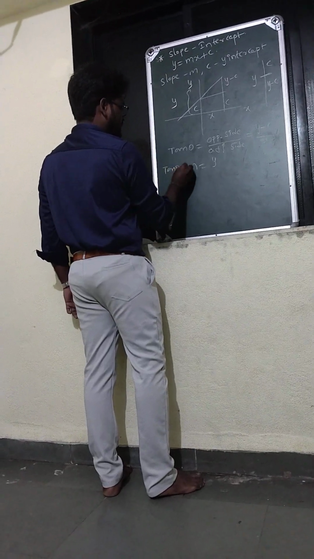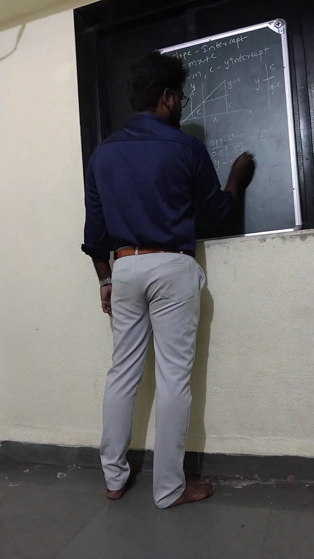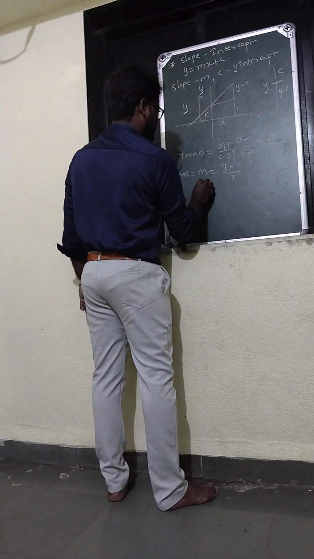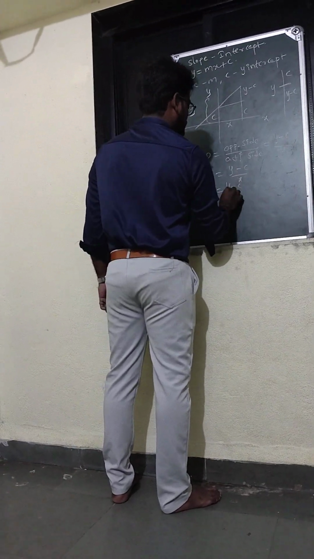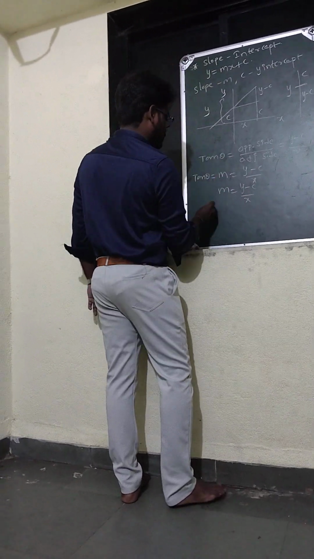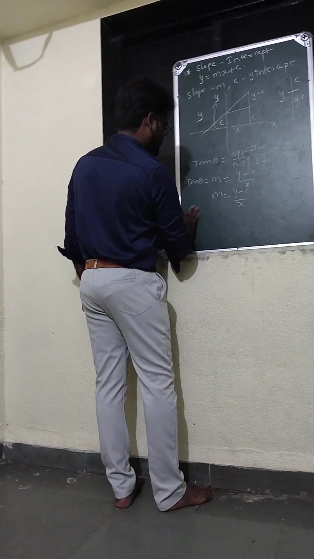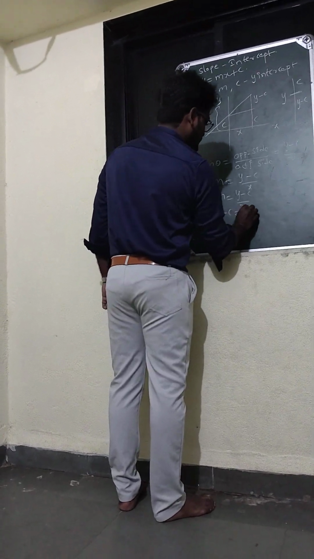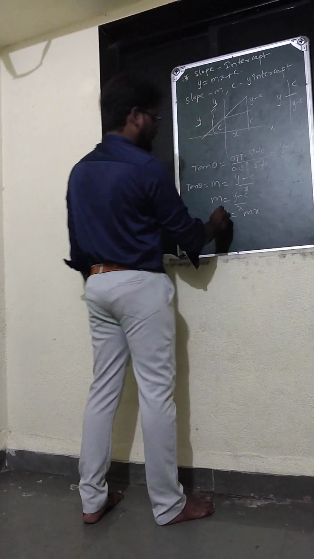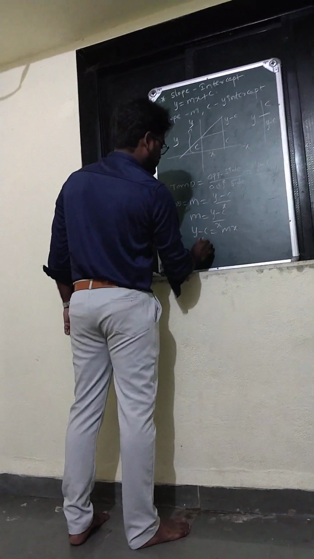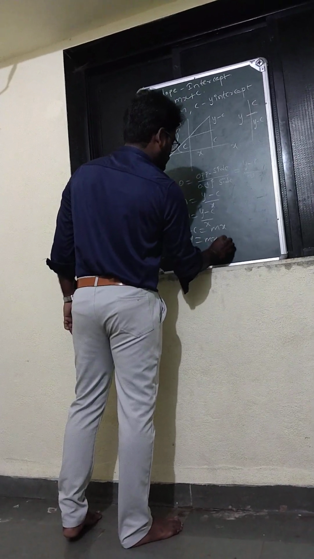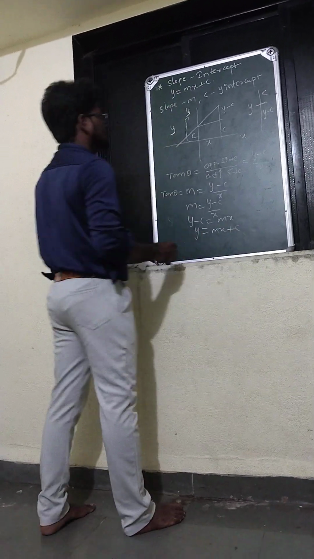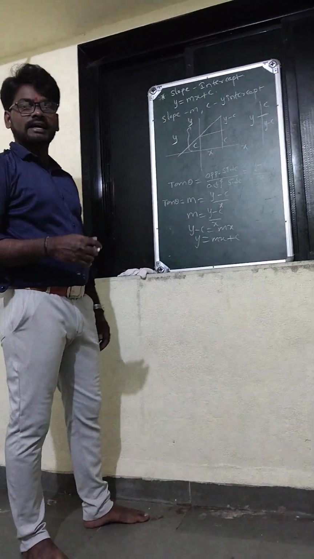Tan theta equals m, we have y minus c by x. m equals y minus c by x, shifted to the RHS side: y minus c equals mx. Minus c shifted to the RHS side, y equals mx plus c, y equals mx plus c.